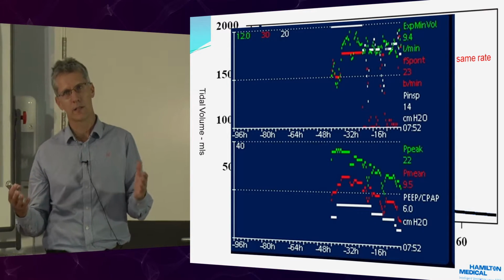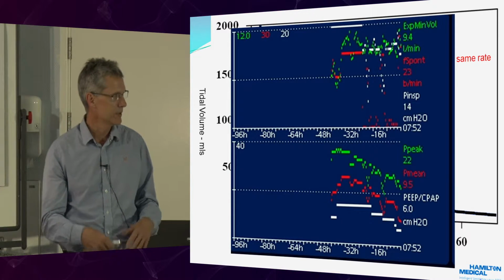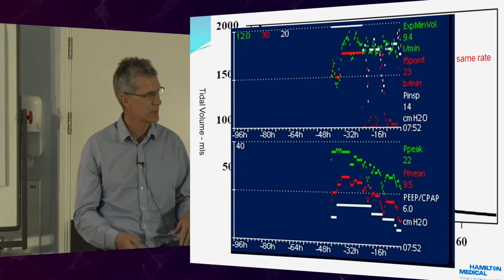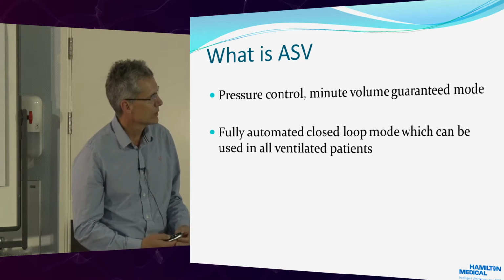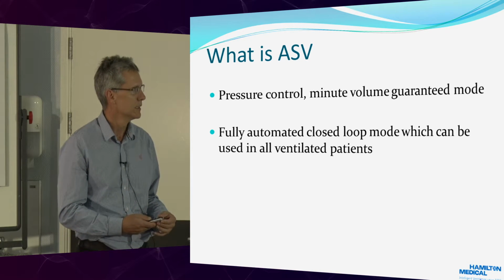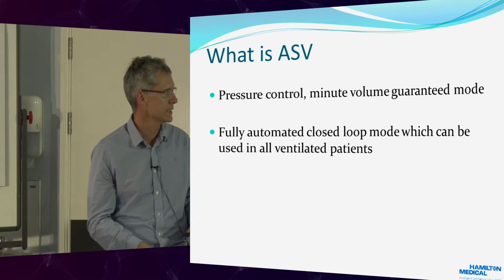So high tidal volumes, dangerous. Low tidal volumes, your CO2 goes up. If you have a device which gives you a guaranteed minute volume and weans the pressure or increases the pressure when there's problems, why not use it? So what is ASV? It's a pressure controlled, minute volume guaranteed mode. It's fully automated closed loop, which we use in all ventilated patients.